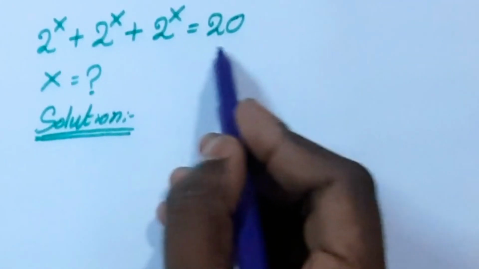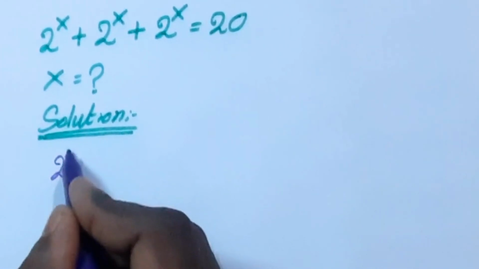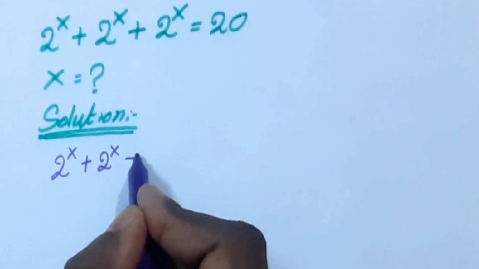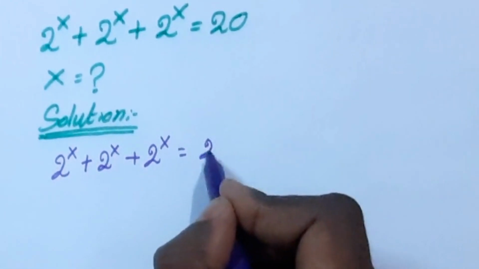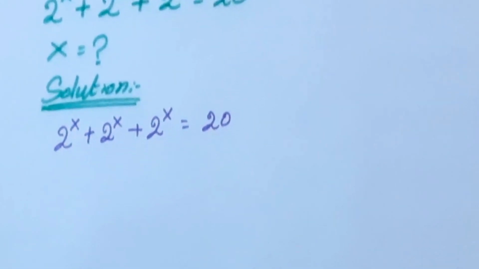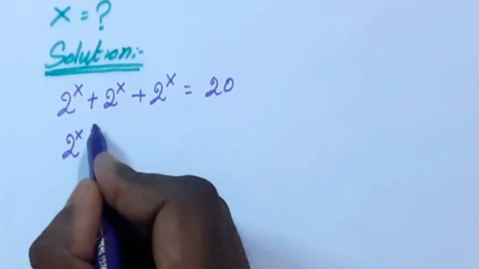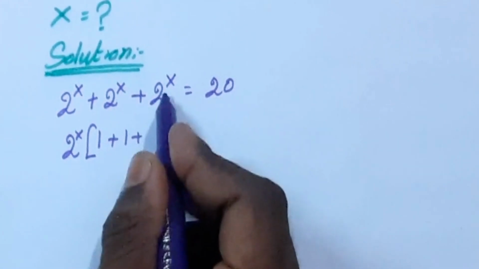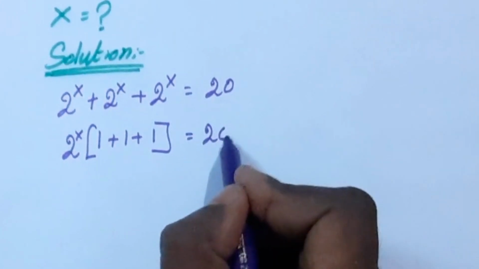Today we are going to solve this problem to find the x value. Solution: 2 power x plus 2 power x plus 2 power x equal to 20. Now we are going to take 2 power x common. So 2 power x open bracket 1 plus 1 plus 1 equal to 20.